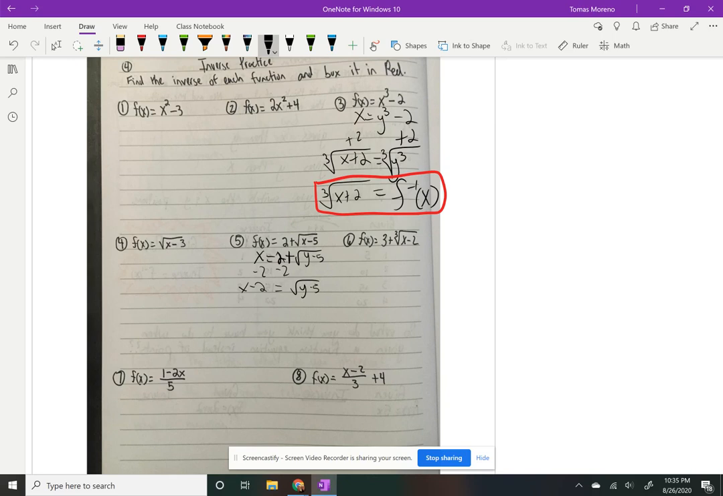Well, now I have a square root. How do I get rid of a square root? I take it to the power of 2. So I take all of this to the power of 2. How do I get rid of a minus 5? I add 5. So I have x minus 2, all of that squared, plus 5. And that equals y, but I'm not going to write y. What am I going to write? Because it's my inverse, f to the negative 1 of x. And then I'm going to box it in red.